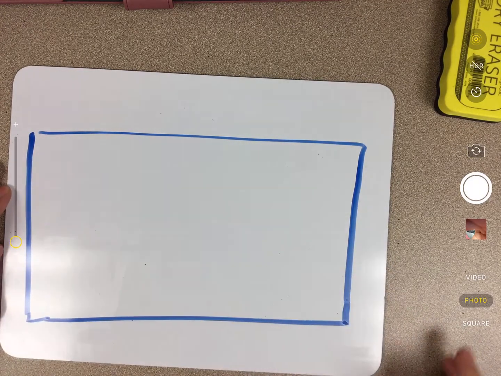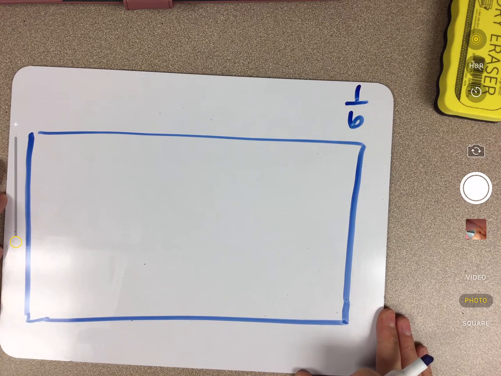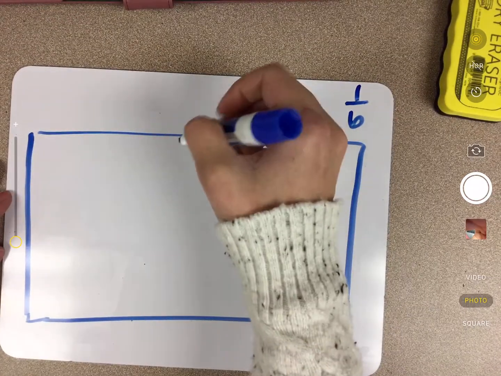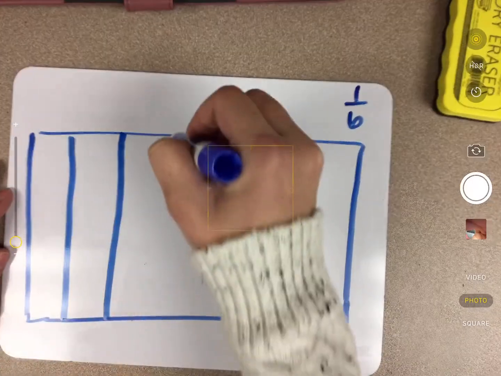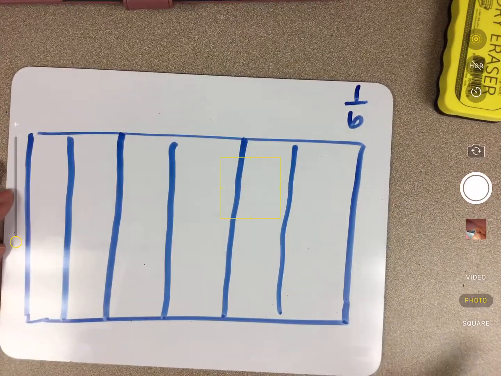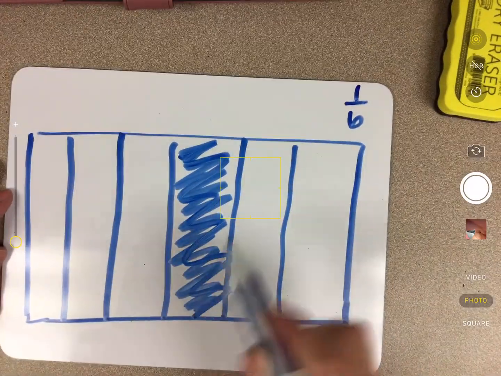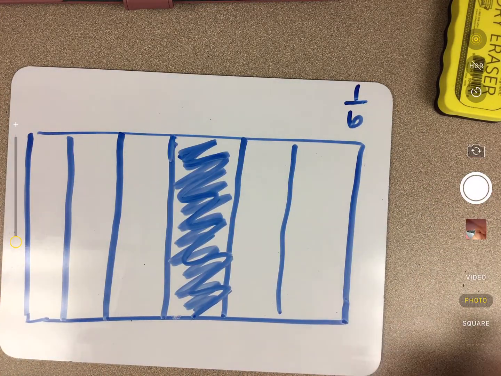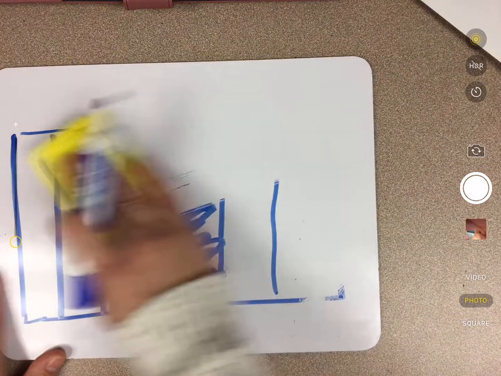So how many parts would you need to divide this rectangle into? You would need to divide it into 6 parts because 6 is the bottom number and that is how many equal parts it needs to be divided into. If I asked you to shade 1/6, what would you shade? You would shade 1 of my 6 pieces, right? Because this is 1/6. This is 1 of my 6 whole pieces. Good job. All right, so now what I need you to do is I need you to erase your board.